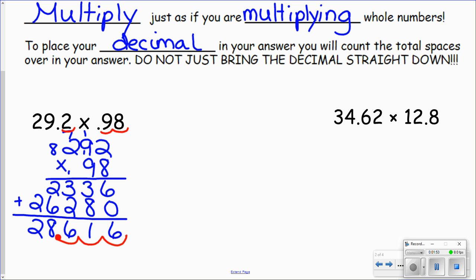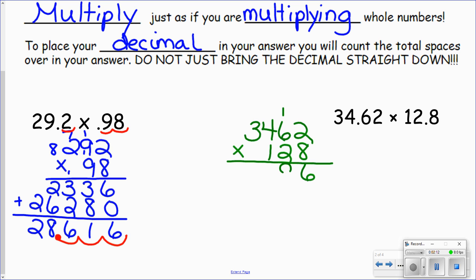This next example is 34 and 62 hundredths times 12 and 8 tenths. So I'm going to multiply just as if it's 3,462 times 128. 8 times 2 is 16, carry the 1. 8 times 6 is 48, plus 1 is 49. 8 times 4 is 32, plus 4 is 36. 8 times 3 is 24, plus 3 is 27.